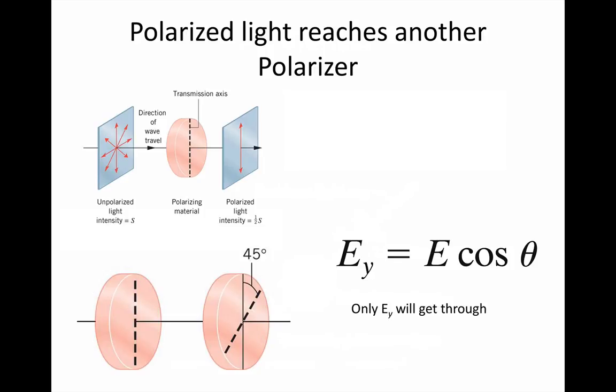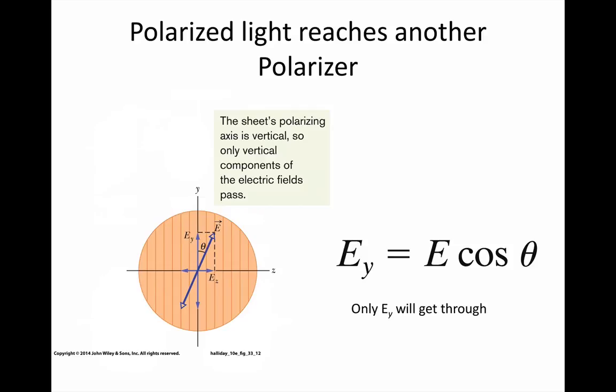Let's further imagine that our polarized light now reaches another polarizing sheet. The amplitude of the electric field component that will get through depends on the angle between the two polarizers. Let's say that we have a vertical polarizer, but light coming in to hit it has electric field E that can be in any direction, and so the angle of the electric field to the polarizer is what we will call theta. Now only the component parallel to the polarizer direction gets through.